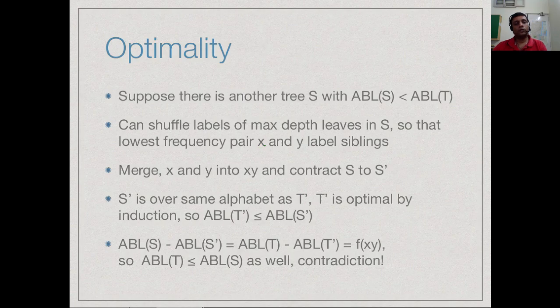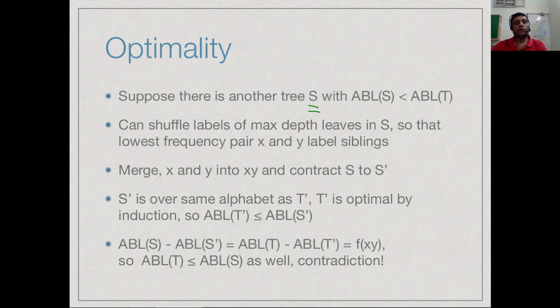Now, let's assume that we know how to solve all k minus 1 size alphabets efficiently, and we have done this recursive thing to construct a tree T for size k. Suppose there's another strategy which produces a better tree for size k. Okay. So there's another candidate tree S, produced by some different strategy, whose average bits per letter is strictly better than the one that we construct recursively.